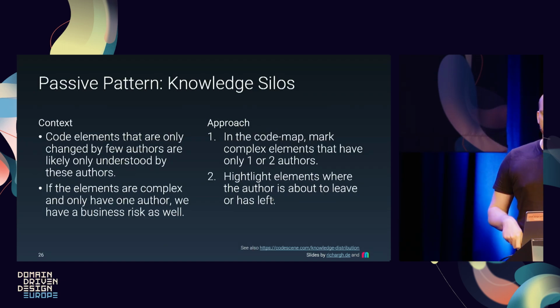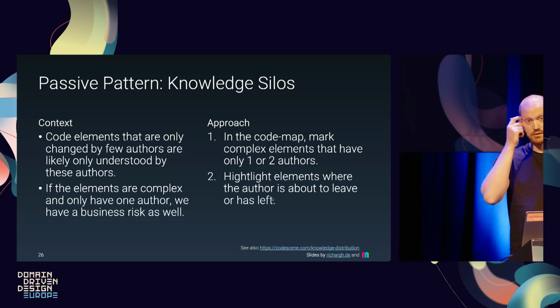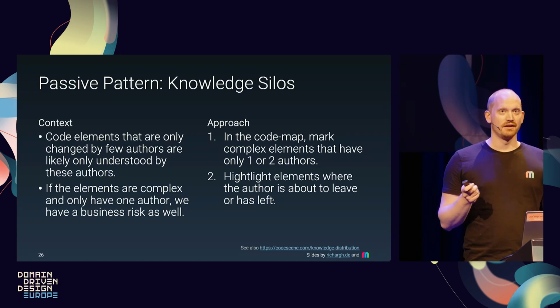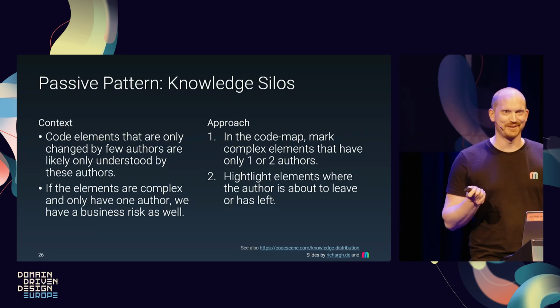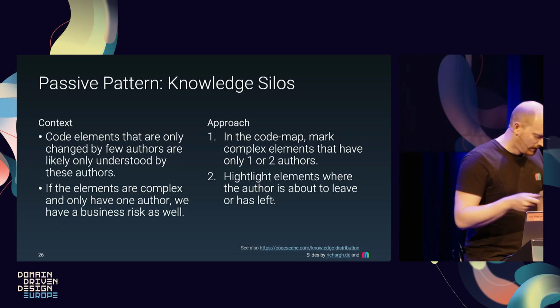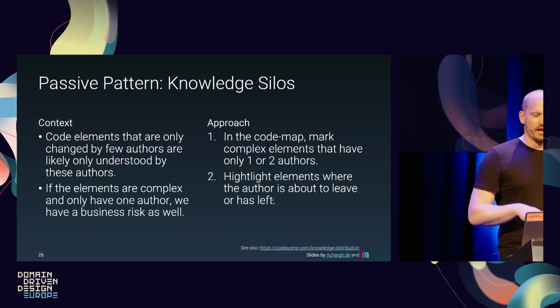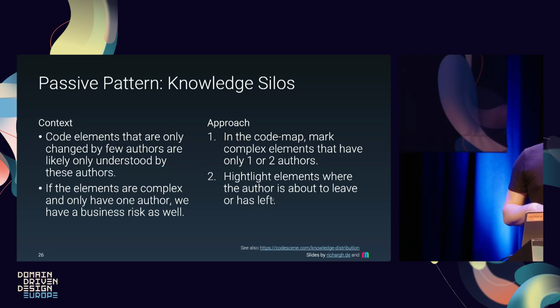Next pattern, knowledge silos. If you have something in your code that only has one author, and that author has left, and it's complex and it's untested, right? You have a problem. And the knowledge silos pattern finds these problems.